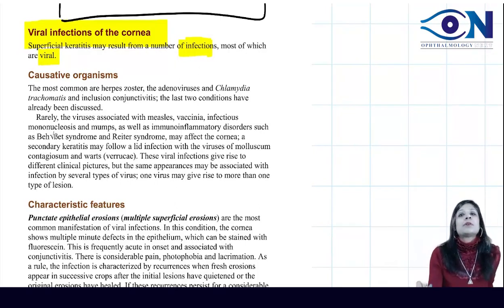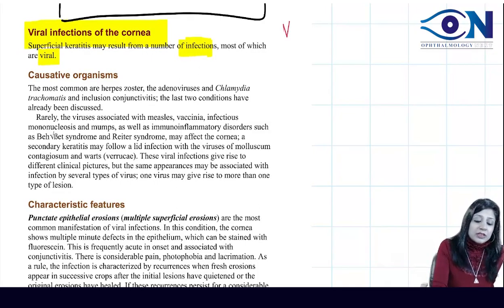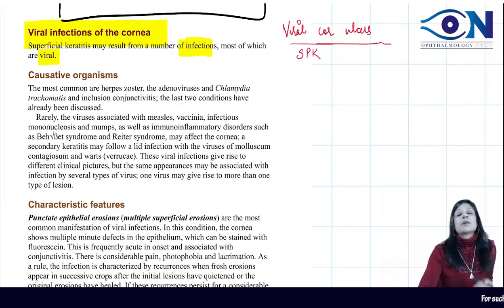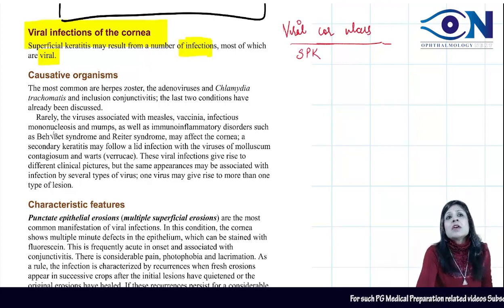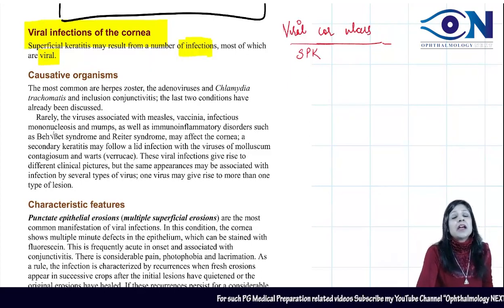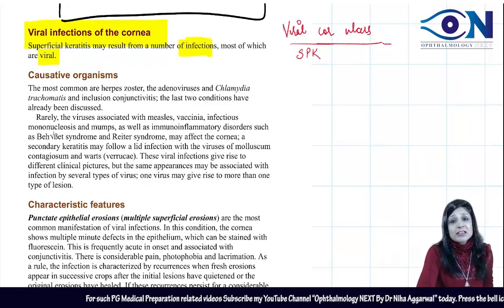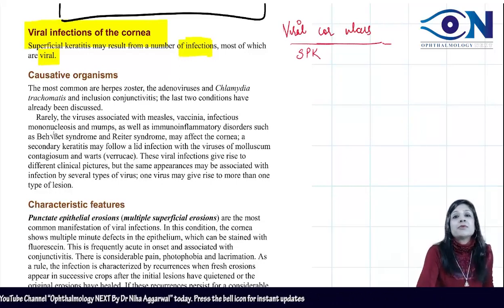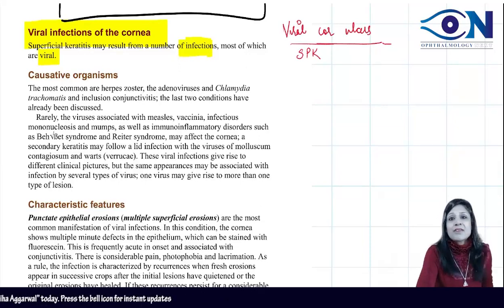So, as you remember, when we discuss viral keratitis, viral corneal ulcers, we always start with SPK, which means superficial punctate keratitis. Whenever we have infectious keratitis presenting in the punctate form, superficial punctate keratitis form, the first differential diagnosis that comes to our mind is viral keratitis.